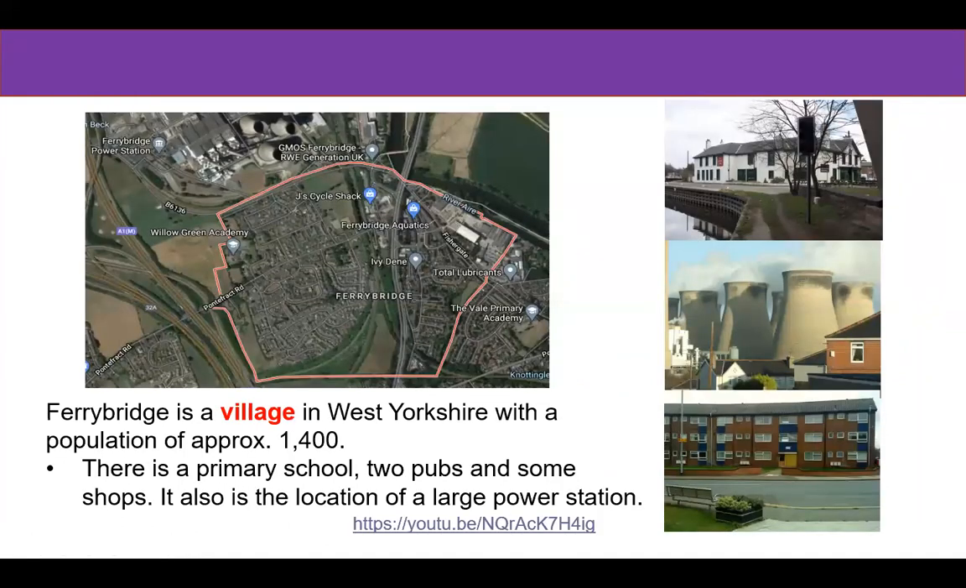Now Ferrybridge is a small village in West Yorkshire with approximately 1,400 people. There's a primary school there, 2 pubs, a few small shops, and it's also the location of a large power station, where many of the locals possibly work.